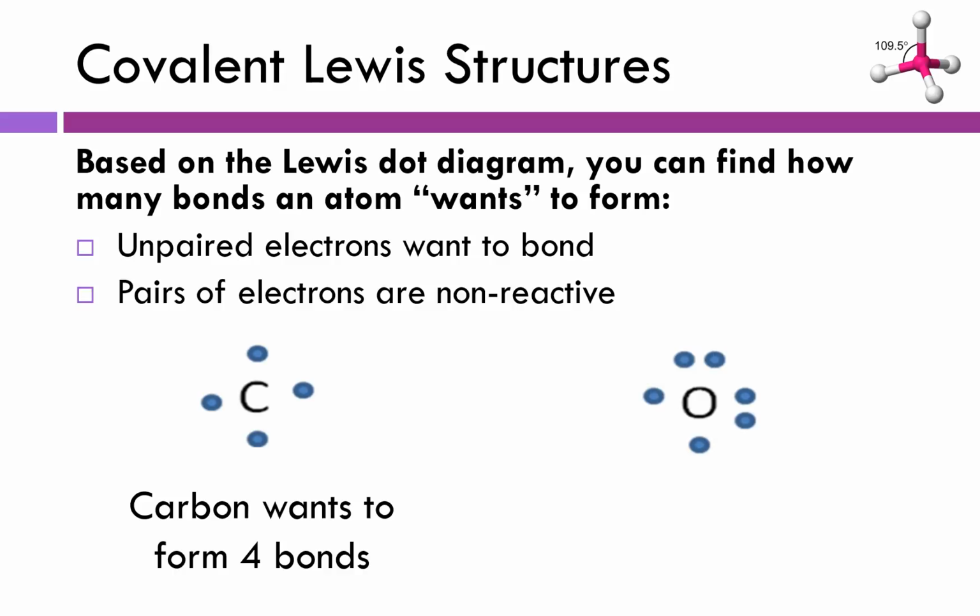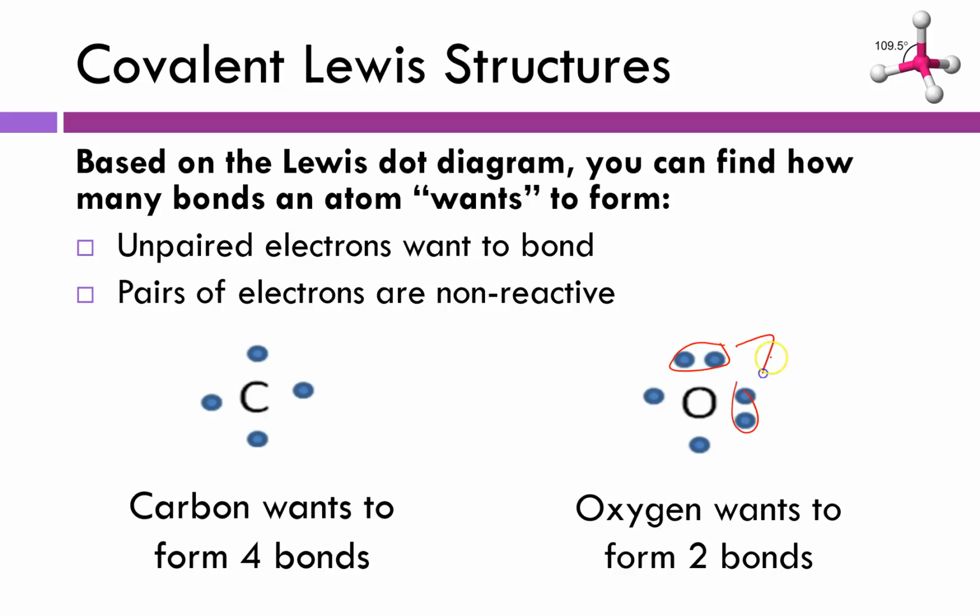Go ahead and think about oxygen on your own. How many bonds does oxygen want to form? If you're thinking 2 bonds, you're absolutely correct. These pairs of electrons are not reactive. Again, in certain situations, we can force them to react, but generally speaking, they're not going to get involved in bonding. These 2 electrons, on the other hand, those are highly reactive, and they will form bonds.